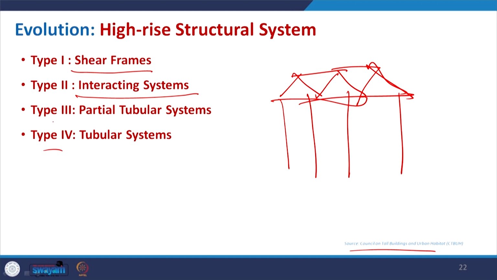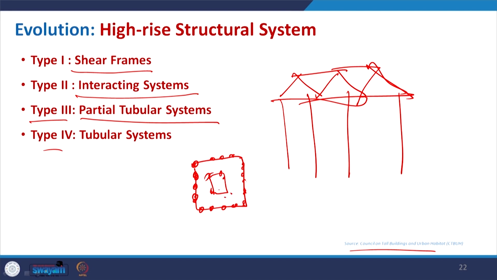Then for more height, if you increase height, we should go for type 3, that is the partial tubular system, where basically you use the external perimeter and place your columns so close to each other that they form a tube. That gives a thickness to the outer periphery. Sometimes we may have a tube inside that partial tubular, and then we can go for fully tubular, where you can make a tube inside a tube.